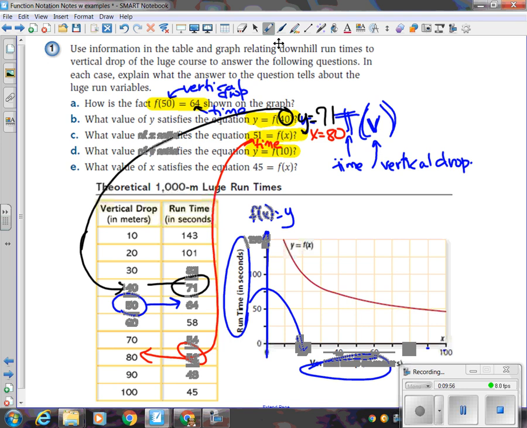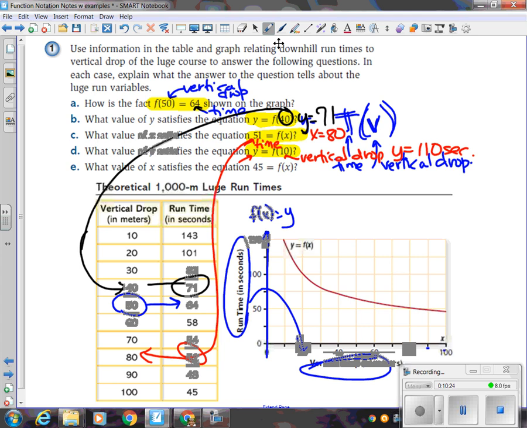What value of y satisfies that equation? Now what did I give you? I gave you the parentheses. I gave you the what? I gave you the vertical drop. What are you looking for? You're looking for the time. So what's the vertical drop of 10? 43. So the time, or the y answer, is 110 seconds.